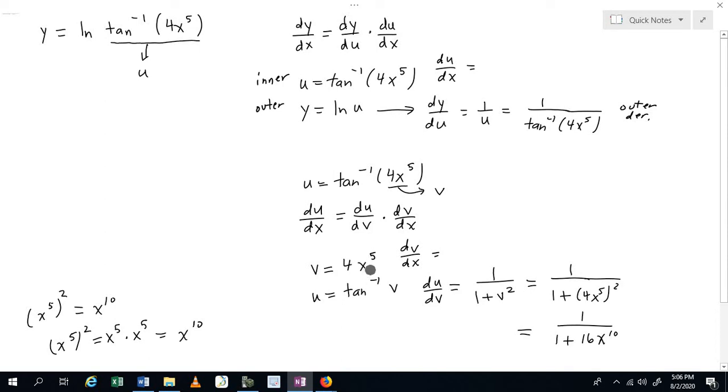And we can just use the power rule to find that. Of course, 4 is a constant, so it sits out front. And then you just take the derivative of x to the fifth, which is 5x to the fourth, times the constant 4. All right, so that's 20x to the fourth. Okay, and so then, again, going back up here, that's the inner derivative, and this is the outer derivative. When I multiply them together, I get the derivative of u with respect to x.